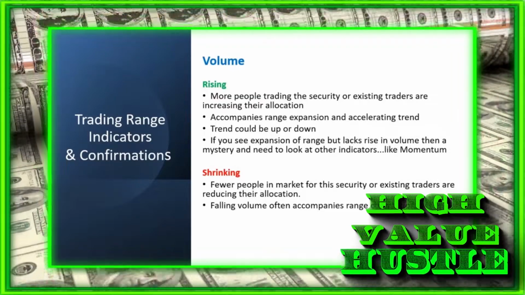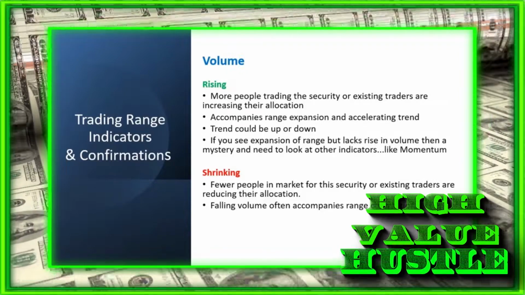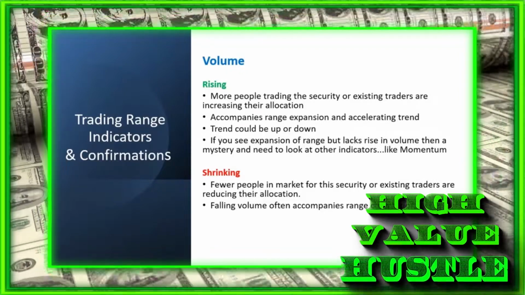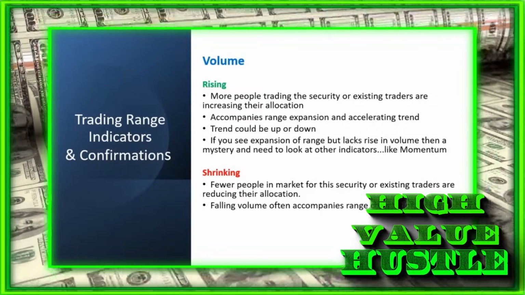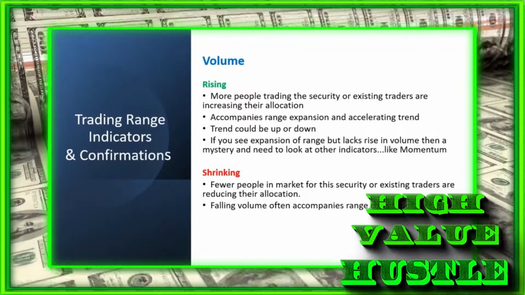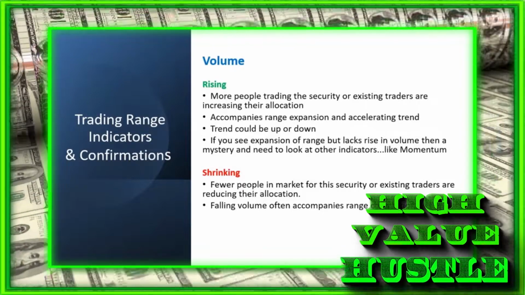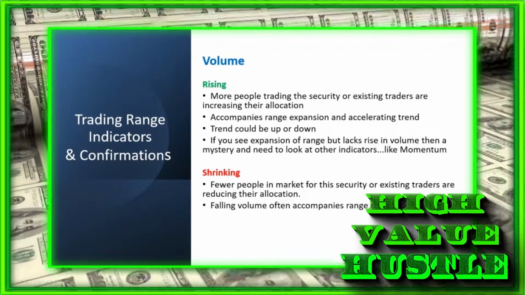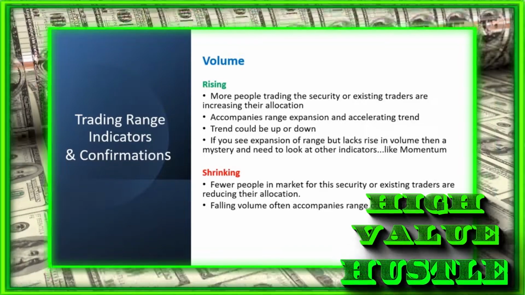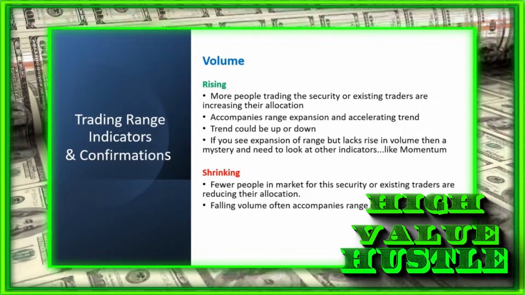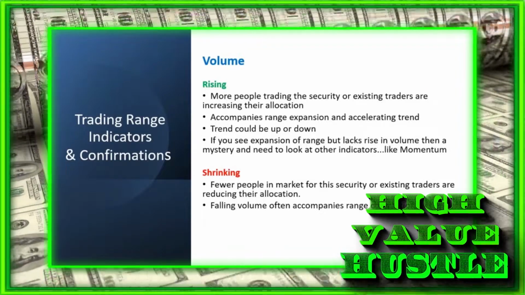And volume could be either rising or shrinking. Volume is basically looking at how many transactions, how many trades are happening. Is that going up or is that going down? So if volume is rising, as in more people are trading the stock, or maybe existing traders are just adding to their allocation, so it's not necessarily new people coming in, it might be existing people buying more, that tends to accompany a range expansion and really accelerates a trend. Whether the trend is going up or down, as volume rises, that will tend to keep the trend going in that direction and really expand on it.